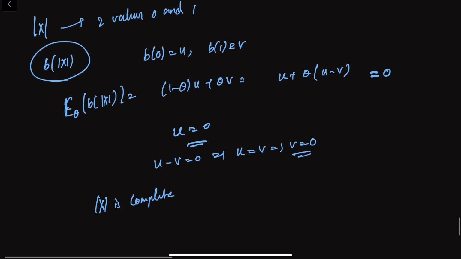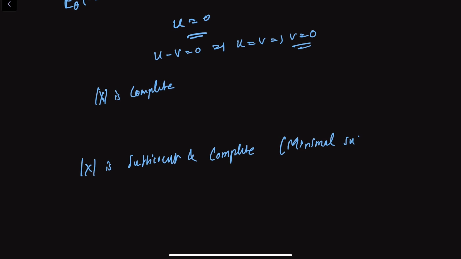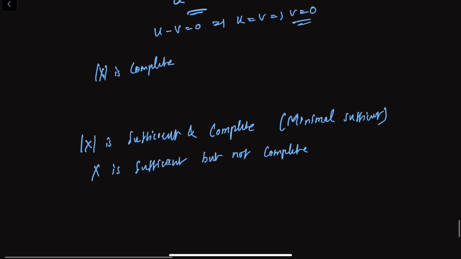So therefore we can see |x| is sufficient and complete, and in fact it is minimal sufficient as well. Whereas if we take x, x is just sufficient but not complete. So that's the first part.